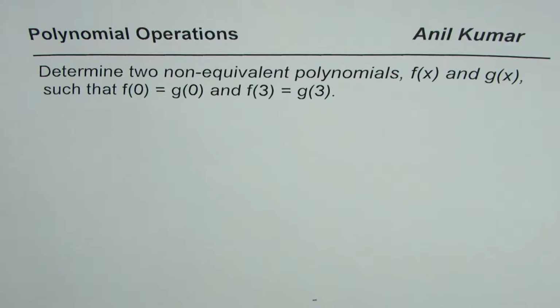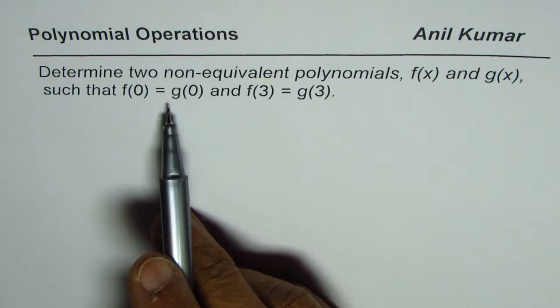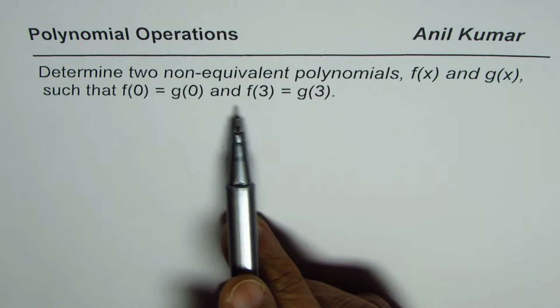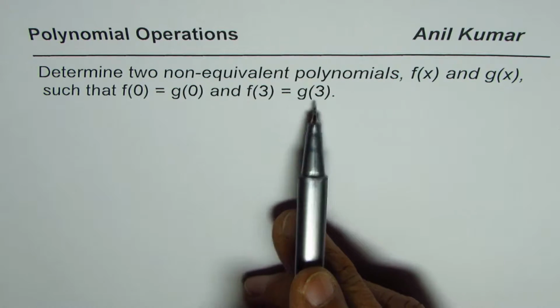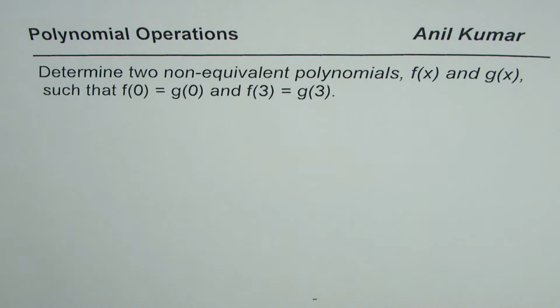The question is, determine two non-equivalent polynomials f(x) and g(x) such that f(0) is equal to g(0) and f(3) is equal to g(3). You can pause the video and answer the question. Remember, our answers could be different and you can get multiple answers for this type of question.